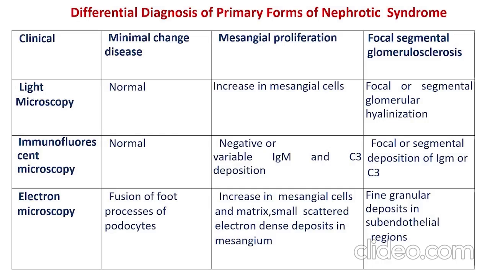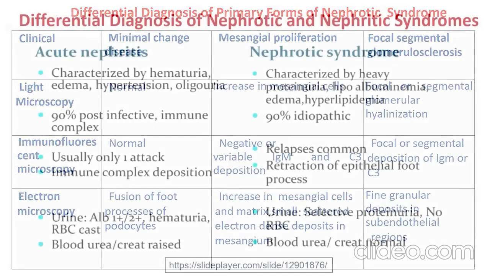Electron microscopy shows us in minimal change disease fusion of foot processes of podocytes. In mesangial proliferation, we can see increase in mesangial cells and matrix and small scattered electron dense deposits in mesangium. That means something is deposited in mesangium and gives problems with the kidney. In focal glomerular sclerosis, we can see fine granular deposits in subendothelial regions.